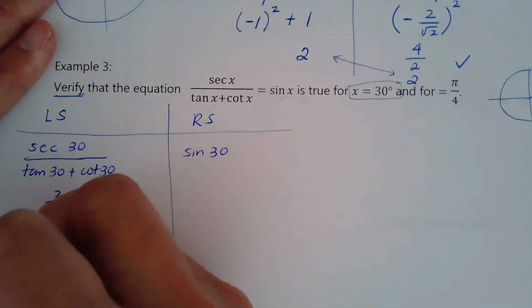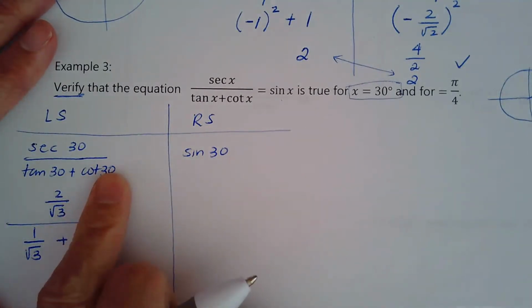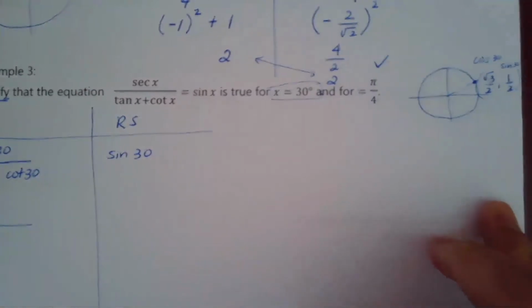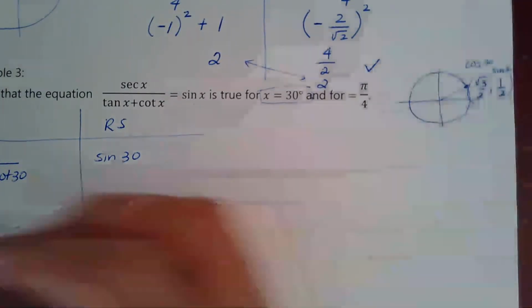1 over the root of 3 plus, what's a cotangent of 30? Cotangent of 30 is cos divided by sine. So cos divided by sine, that's going to be root 3 over 1.